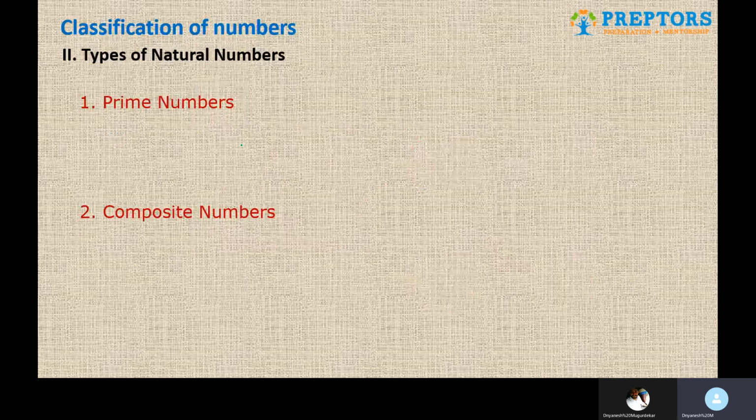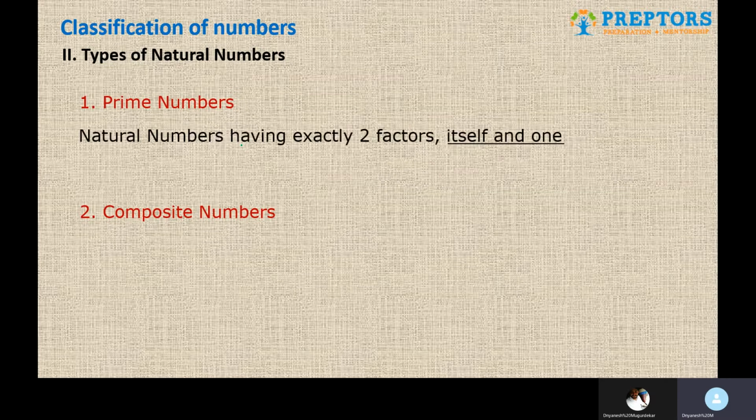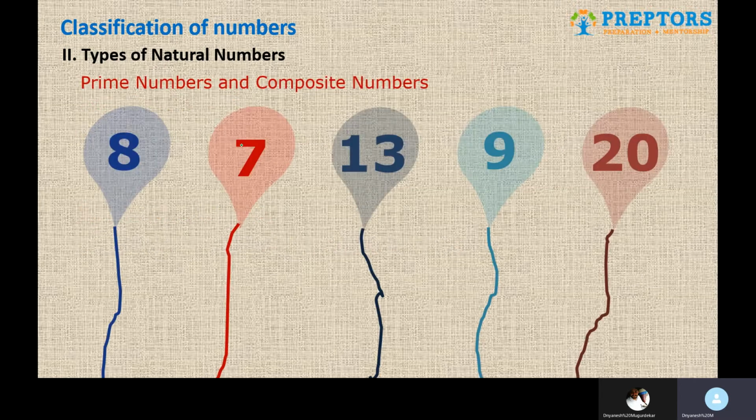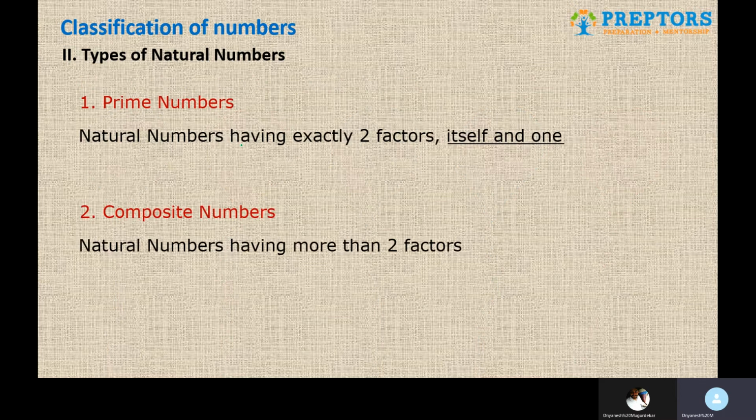The first one is prime numbers. Prime numbers, simple idea, they have just two factors, one and the number itself. For example, 2, 3, 5, 7, etc. When you try and factorize, they will have only two factors. For example, 2 has just two factors, 1 and 2, and 3 also has just two factors, 1 and 3, and 5 has 1 and 5, that is, 1 and the number itself.